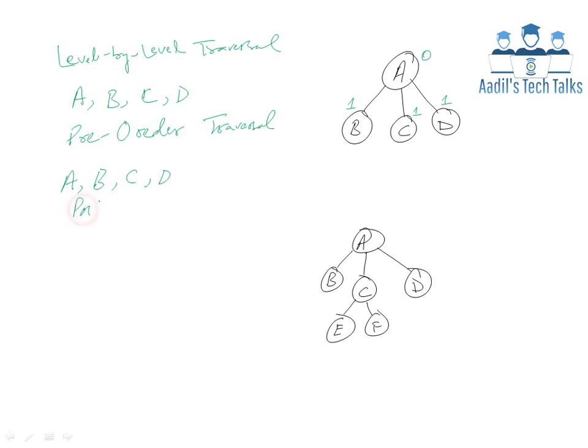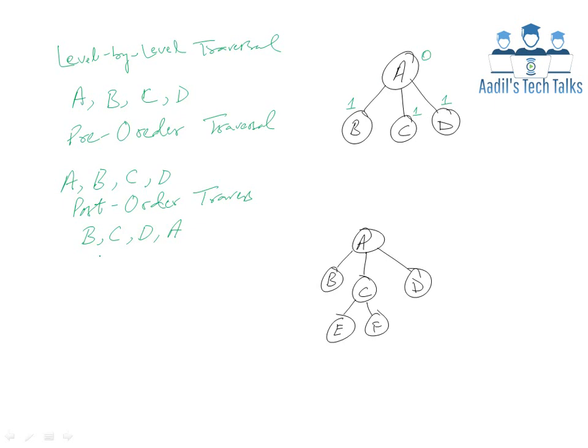Post-order traversal, third technique. Post-order traversal means first of all we have to visit the children nodes from left to right of a parent node and then we will have to process or visit the parent node. So we cannot process A before B, C and D because A is the parent node. So the child nodes from left to right are B, C and D, and then post order means the parent at the end.